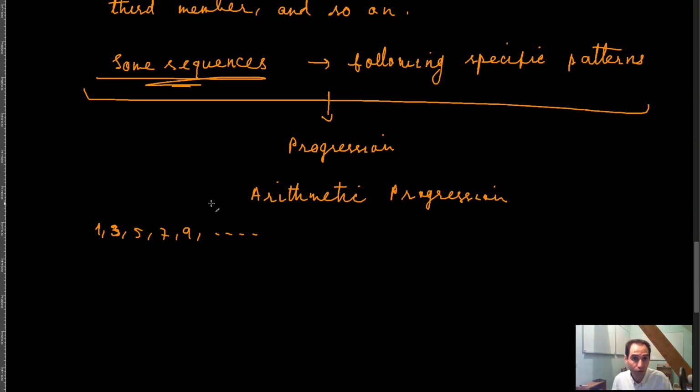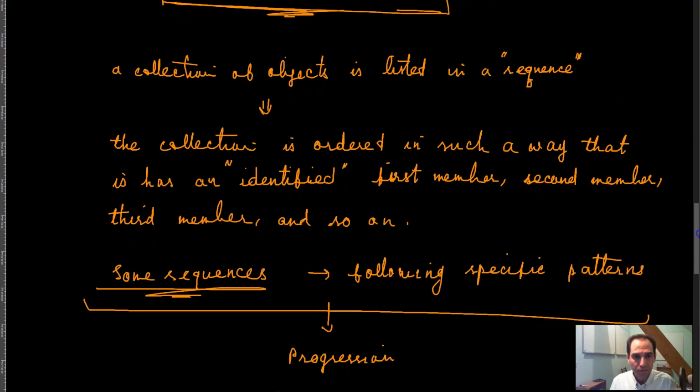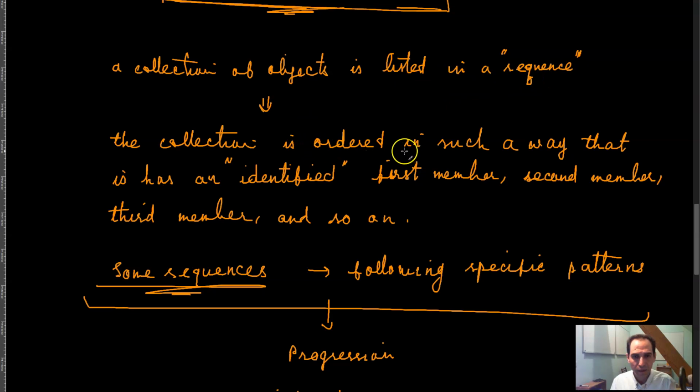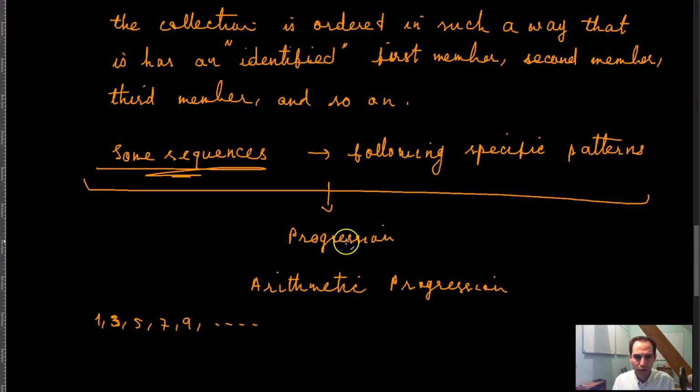But here the important thing to understand is that a sequence is a collection of objects that is ordered in such a way that it has an identified first element, second element, third element, and so on and so forth. If you have such a collection of objects, that is called a sequence, right? Now, if this sequence follows a specific pattern, then that sequence is called a progression. That's what you need to learn so far from this whole discussion. Now, in order to understand sequences, let's consider some examples.